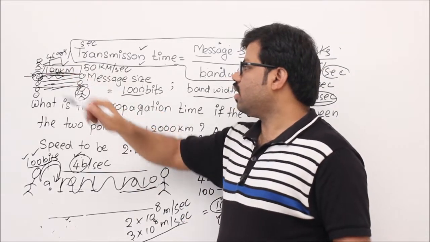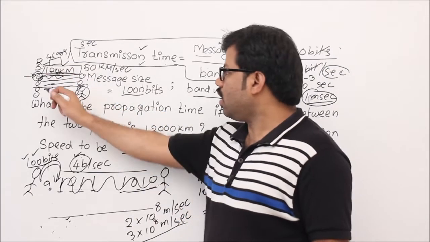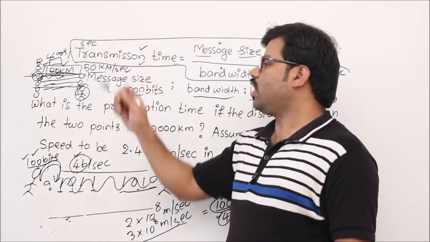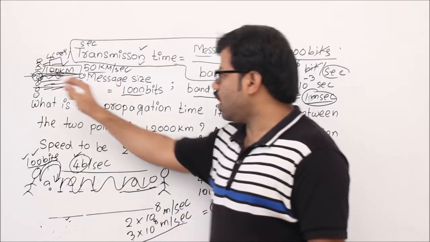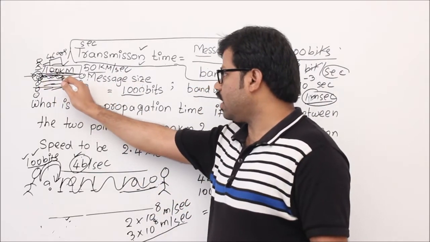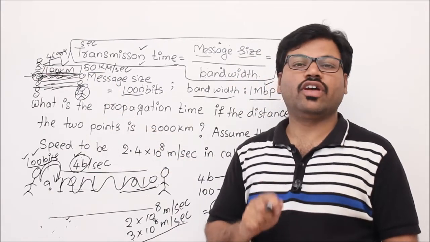Road, what is your length? 100 kilometers. Mr. Car, what is your capacity? 50 kilometers per second. Then if the car really wants to propagate this entire distance, it requires 2 seconds.